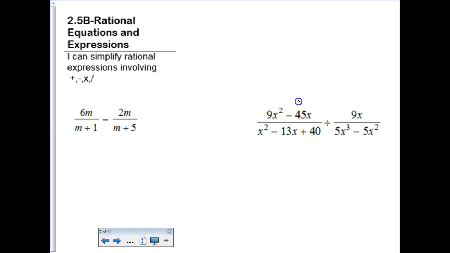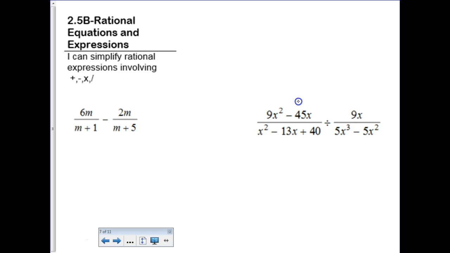All right, 2.5b. What is this business? So we're back to our review, and the first part of 2.5b is going to have you do rational operations: adding, subtracting, multiplying, dividing. Adding and subtracting is the one where you have to get common denominators. Multiplying and dividing shouldn't be too tricky as long as you're a fine factorer.